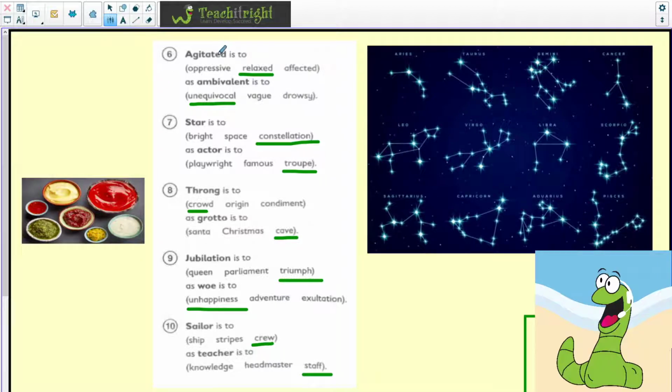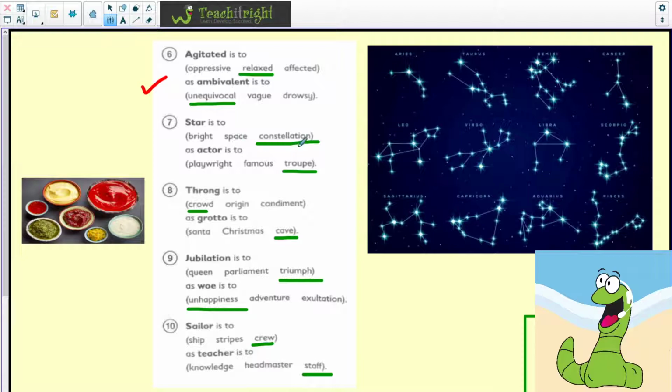Agitated. Well, if you get agitated, you kind of get annoyed, frustrated, but relaxed is an antonym. So these are opposites. Ambivalent. Now, if you didn't know what ambivalent means, it means to be uncertain. So the opposite to that is leaving no doubt, and that's unequivocal. If you're unequivocal, it leaves no doubt.